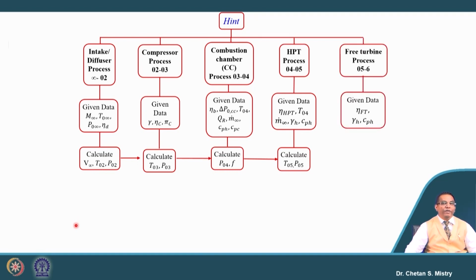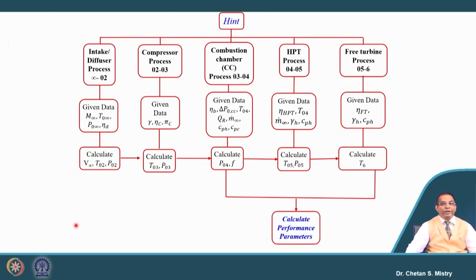Now, we have our next component, a free turbine, and for the free turbine the efficiency is given. We can calculate the exit temperature and the exit pressure. Exit pressure we are considering to be atmospheric pressure. We are considering perfect expansion, and based on that we can calculate the performance parameters. So, this is how we will be solving the numerical.